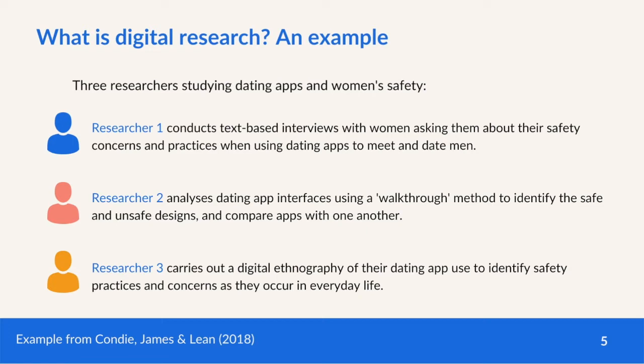Researcher two analyzes the dating apps themselves, looking at their user interfaces, using a walkthrough method to identify the safe and unsafe design practices, and also compare apps with one another. Researcher three takes a different approach again, carrying out a digital ethnography of their dating app use to identify safety practices and concerns as they occur in situ in everyday life. Again, there are potentially infinite number of ways to research dating apps and safety concerns, but the three examples here capture likely approaches that digital researchers might take to generate new knowledge around this digital phenomenon.